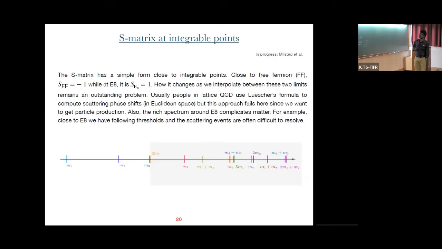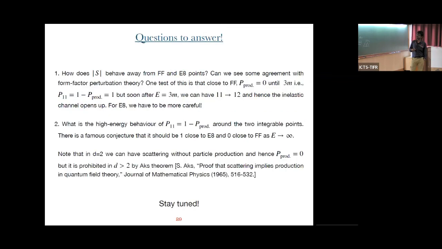And then the idea is that we want to interpolate between two S matrices. So if we look at the S matrix around the free fermion, it is -1. If we look at the S matrix around E8, it is 1. How it interpolates between the two limits is an open problem. It's an open problem because there's no tool available to study that strongly interacting quantum field theory in real time, but we are using tensor network methods to deal with that problem.